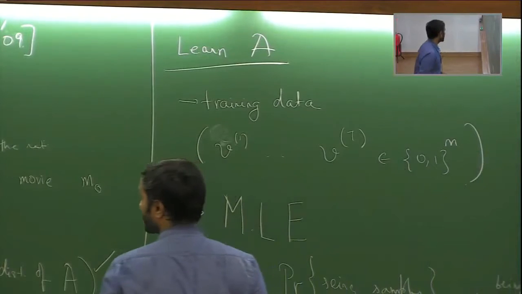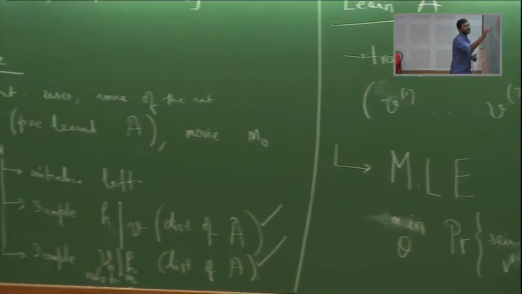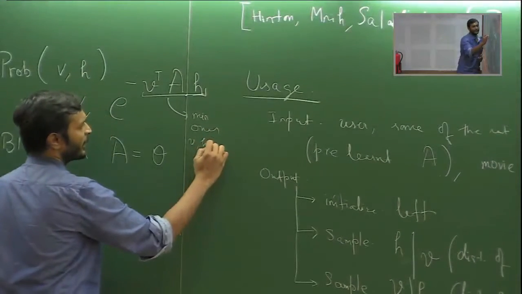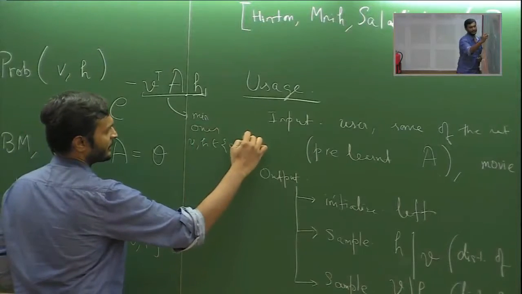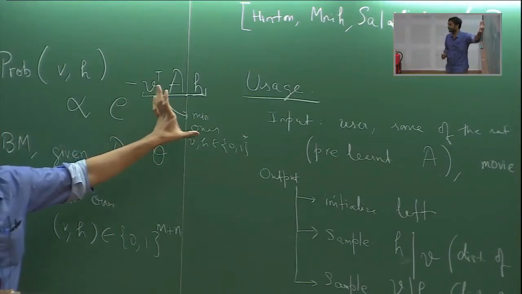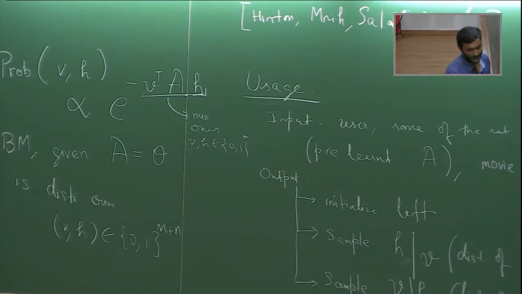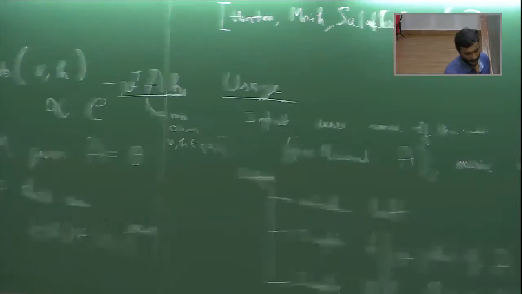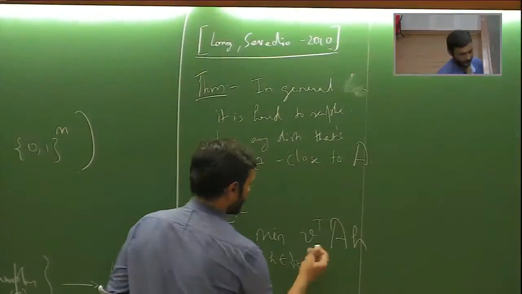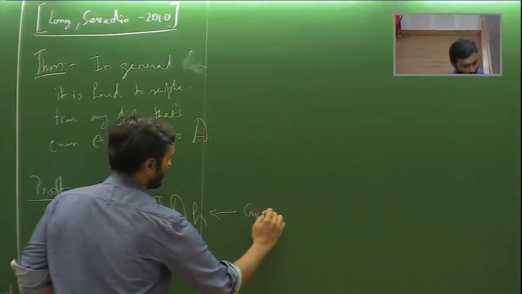Really the main idea is that when we are looking at V transpose AH, and we are trying to minimize over V comma H belonging to {0,1} to the power of some dimensions, this is well studied in mathematics, and it's called the Grothendieck's problem. So the first step is that we identify that minimizing V transpose AH given V comma H belonging to {0,1} to the power N or M is the Grothendieck's problem.